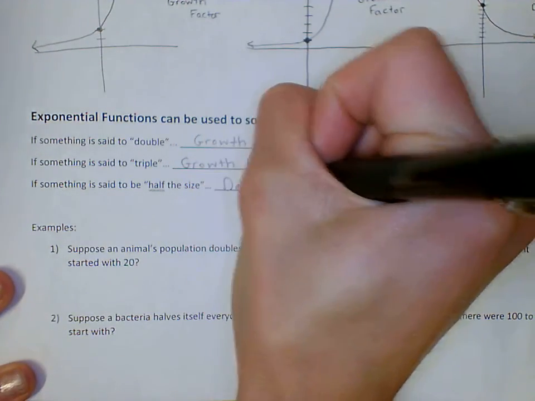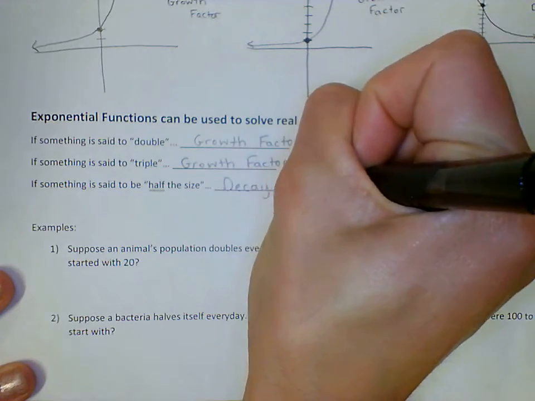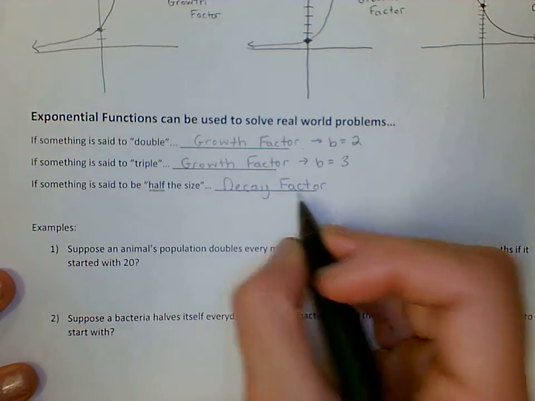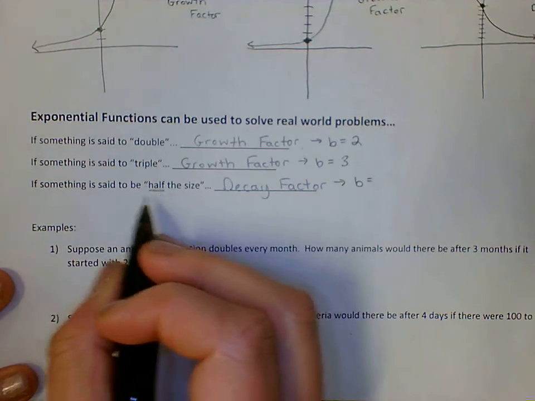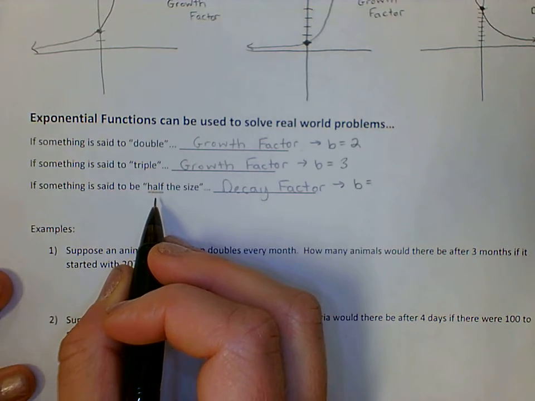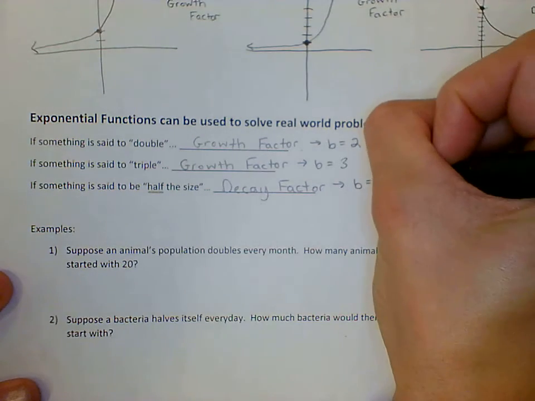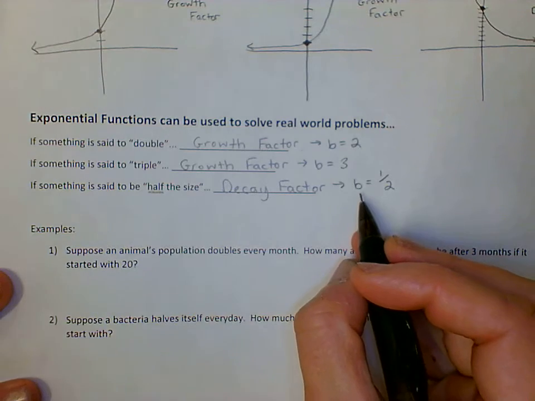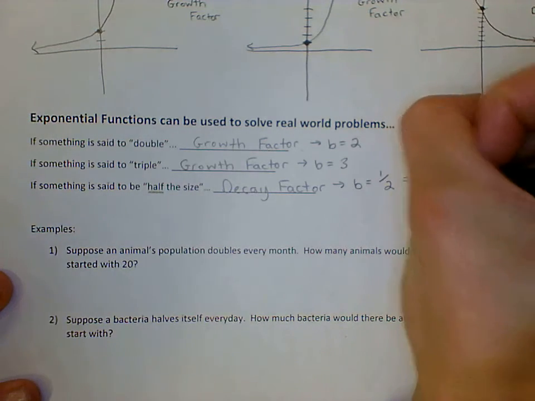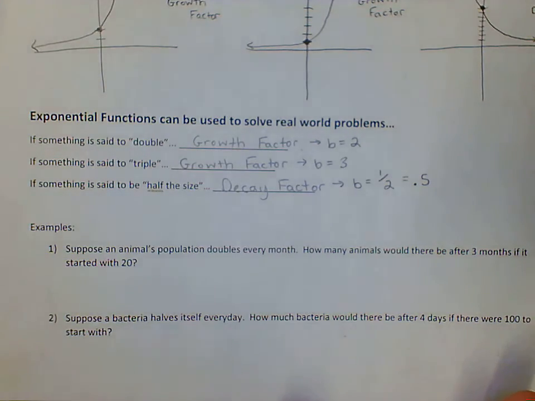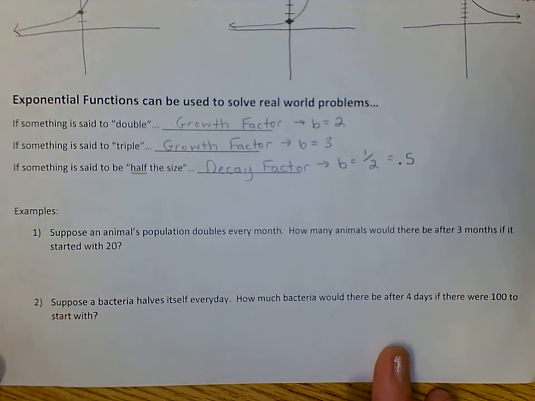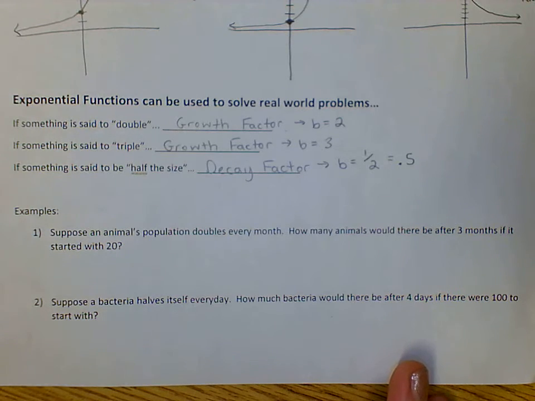So you're going to talk about it in terms of a decay factor. And it's still the b, but this time it's decaying, because think about what you're multiplying by. If it's half the size, that actually means that you're multiplying by 1/2. So your b would be 1/2, or it could also be written as a decimal, 0.5. Another way to think about that is it's 50% of what it was, which will come into play in a little bit.